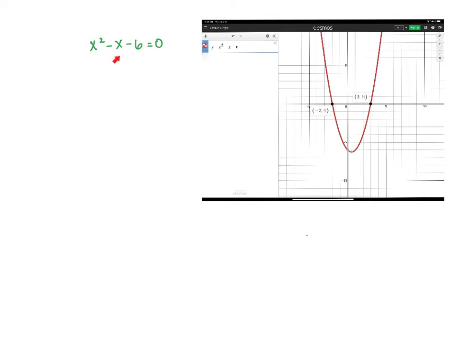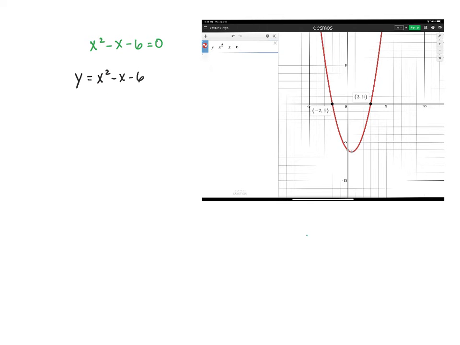So what we do is we graph the thing. To graph it, what you want to do is get it equal to 0, and then you just graph its related function, which is y equals x squared minus x minus 6. Now what this does when I graph it is the graph will show all the x values and the resulting y value based on that x.